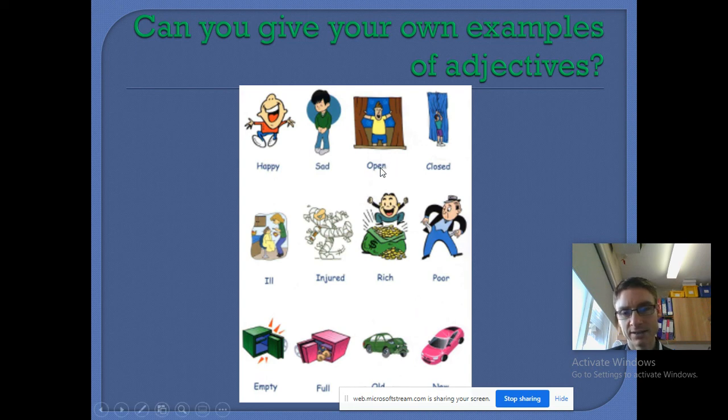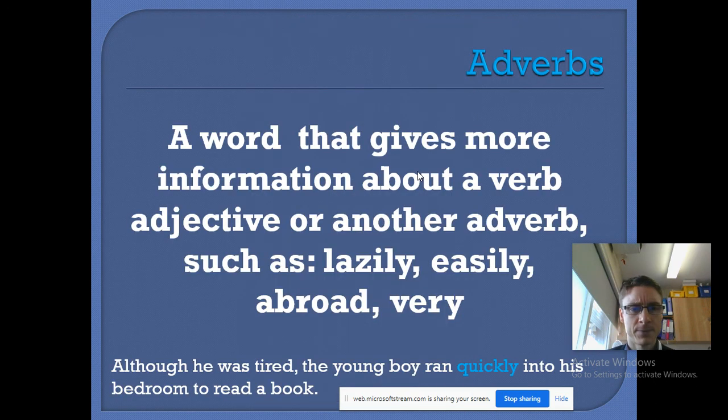Now again, this open and closed, they could be verbs, so they could change the type of word class that they are, because they are an action that you can do. But if it was, I guess, the shop was open, then that would describe the shop, the state the shop was in.